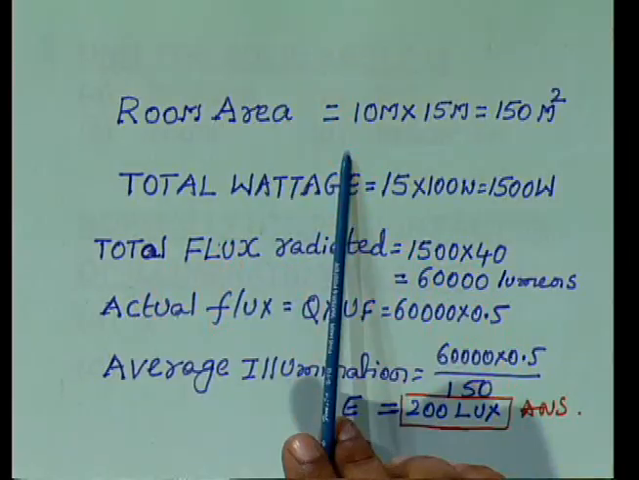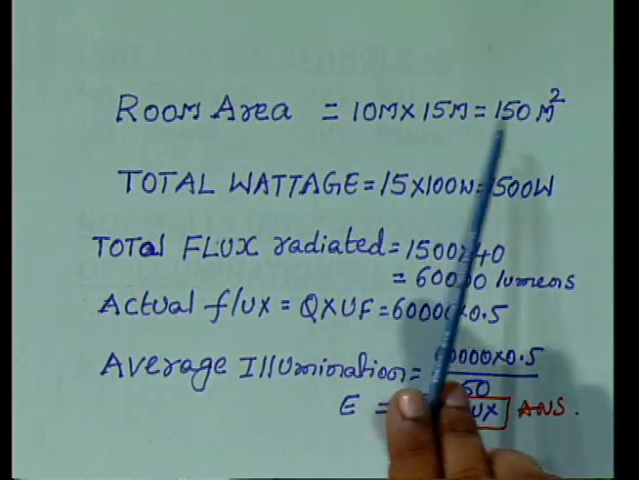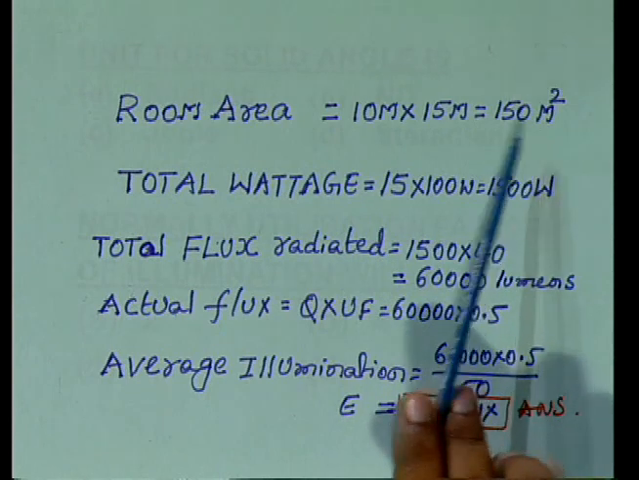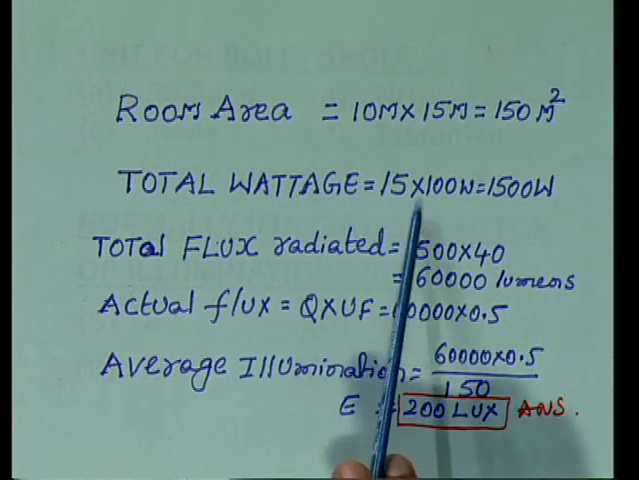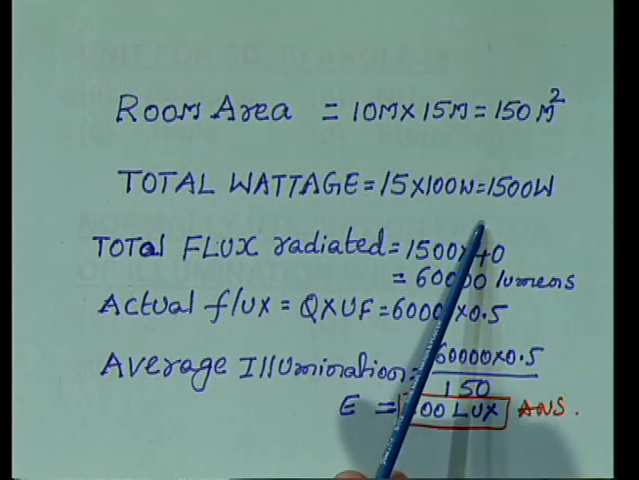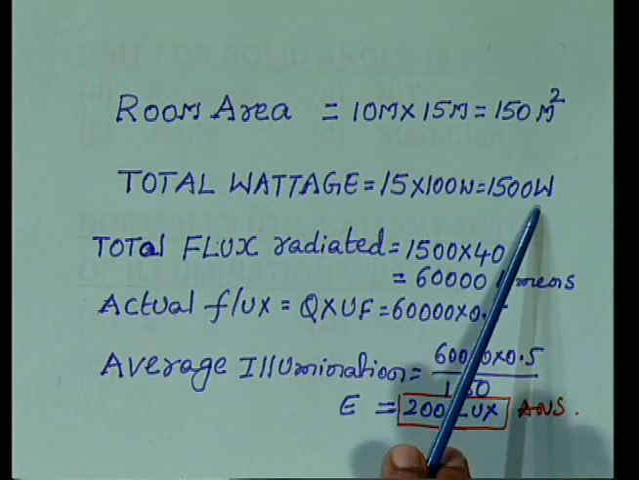So, this problem can be solved like this. We know the room area is 10 meter into 15 meter, that is 150 meter square. The total wattage: there are 15 lamps, each having 100 watts. So, 15 into 100, 1500 watts.